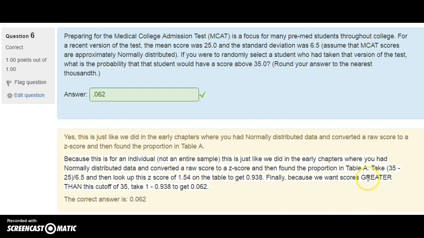However, because we want the percentage of scores that are greater than the cutoff, we need to subtract that number from 1 to get 0.062. So 6.2% of the scores would be higher than this student. That's for an individual student.